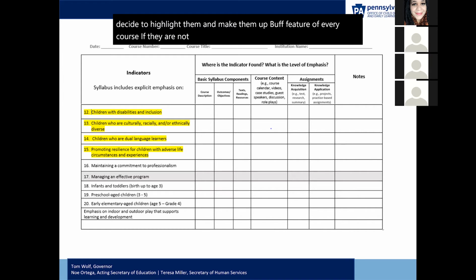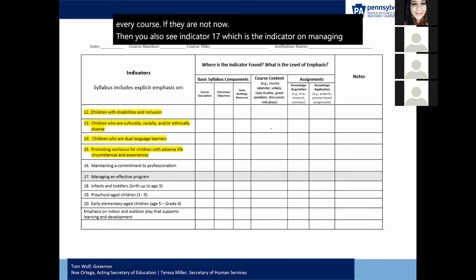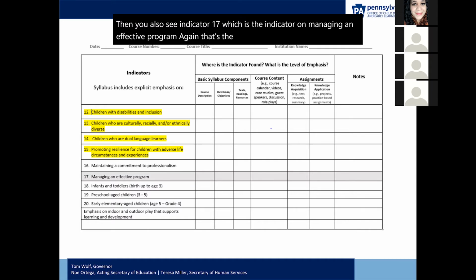Then you also see indicator number 17, which is the indicator on managing an effective program. Again, that's the business of serving young children. And you may decide that that is not an indicator that is relevant to your course, in which case you may shade it like I did here to indicate that it's one that you will not be marking as you go through the process of using the rubric.